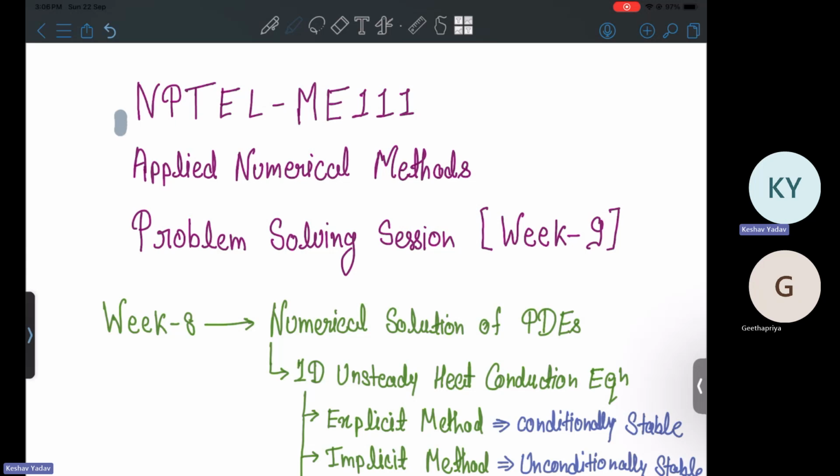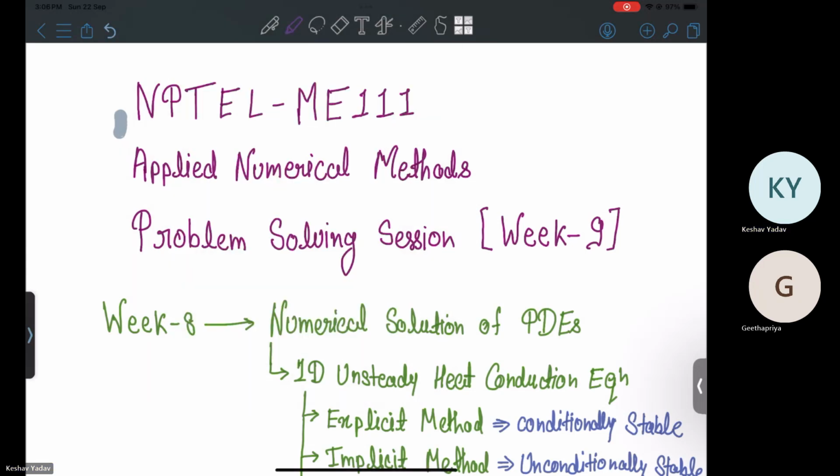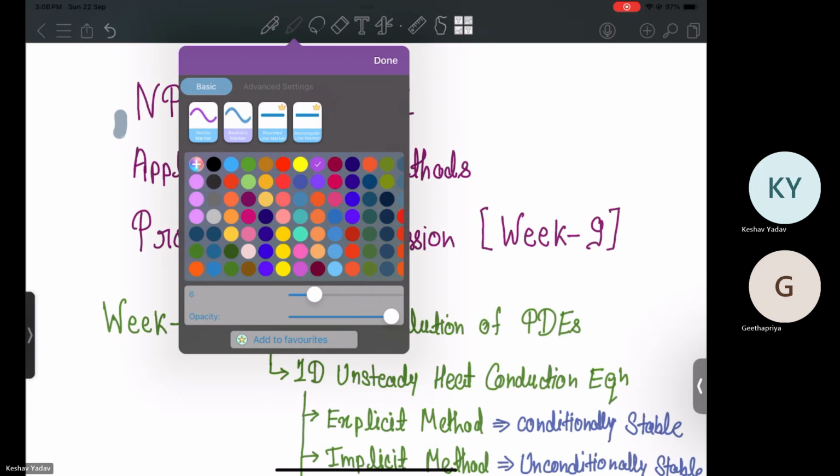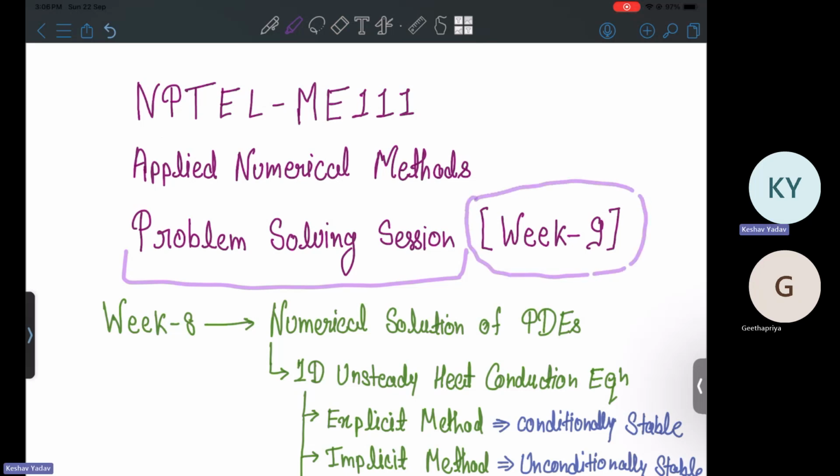So I will be taking this problem solving session for week 9 of NPTEL course ME111, which is applied numerical methods. Okay. I hope I am clearly audible.